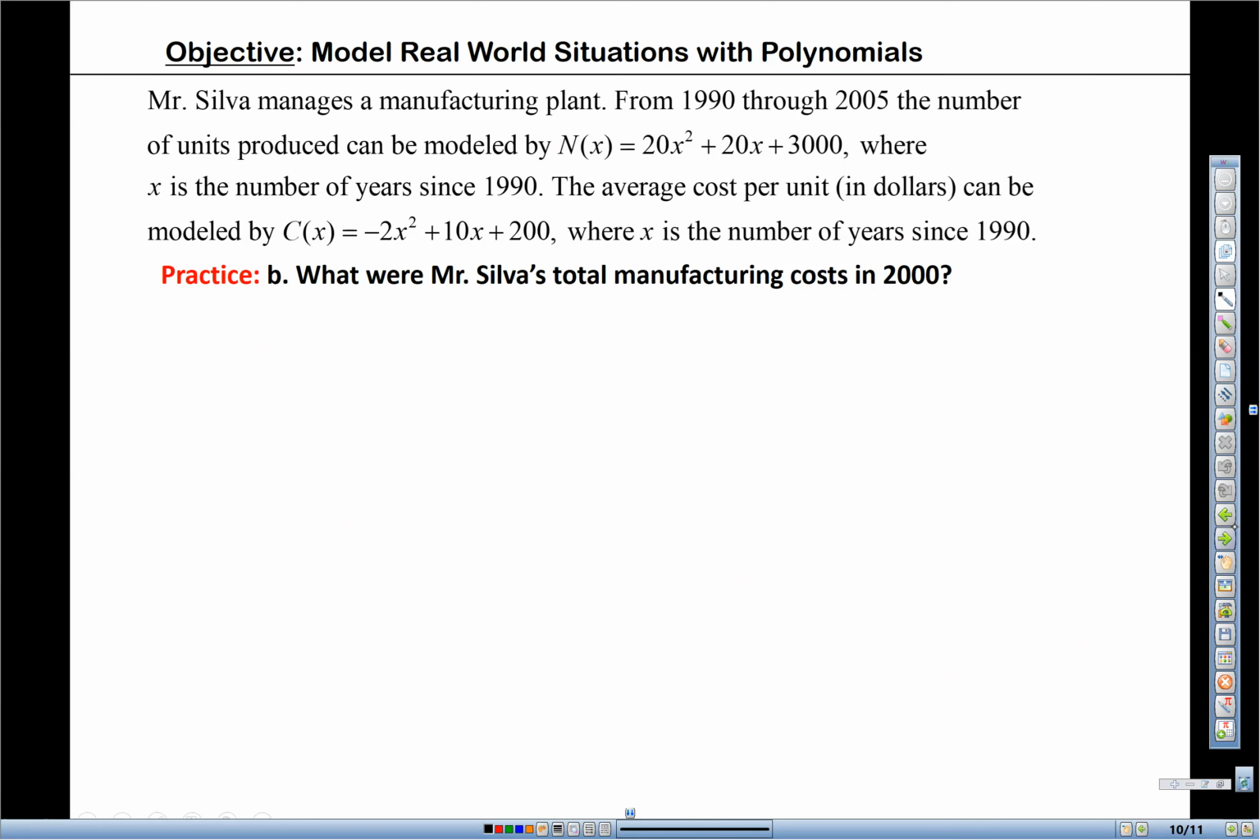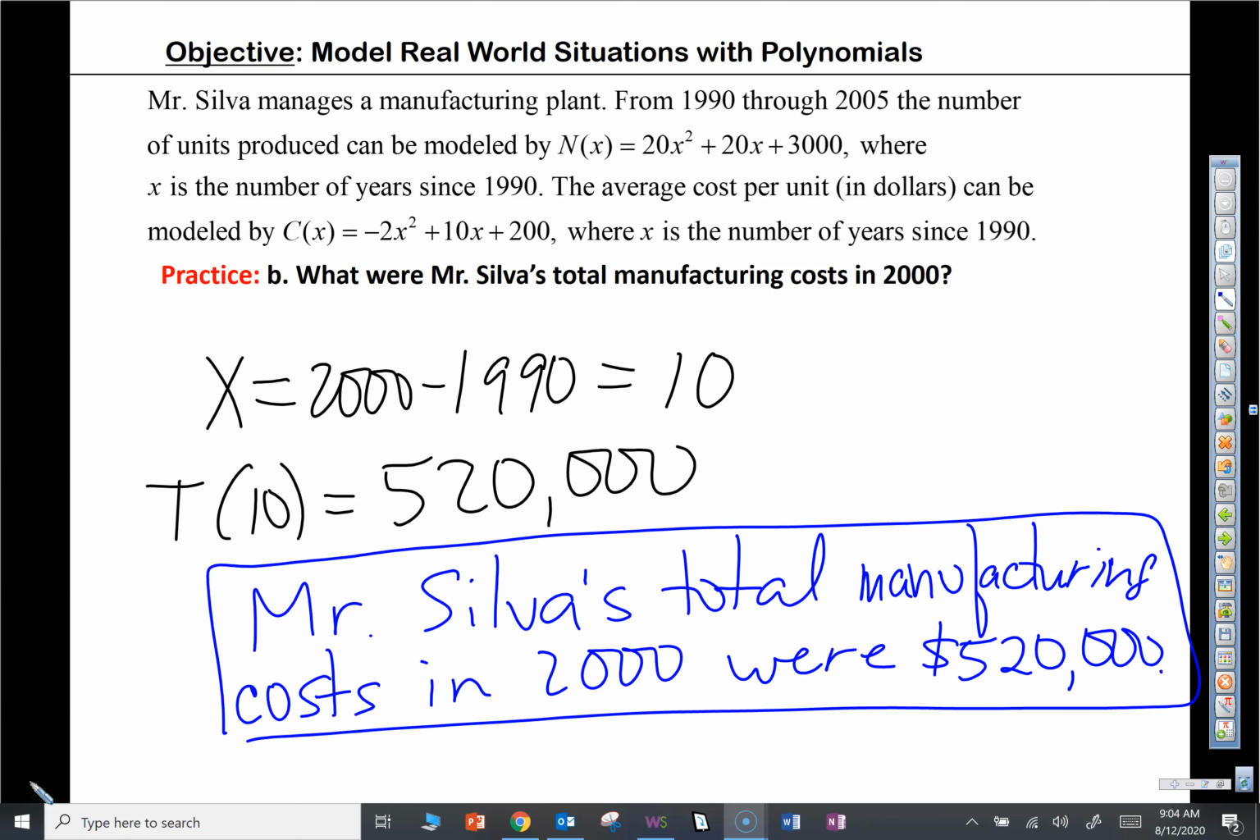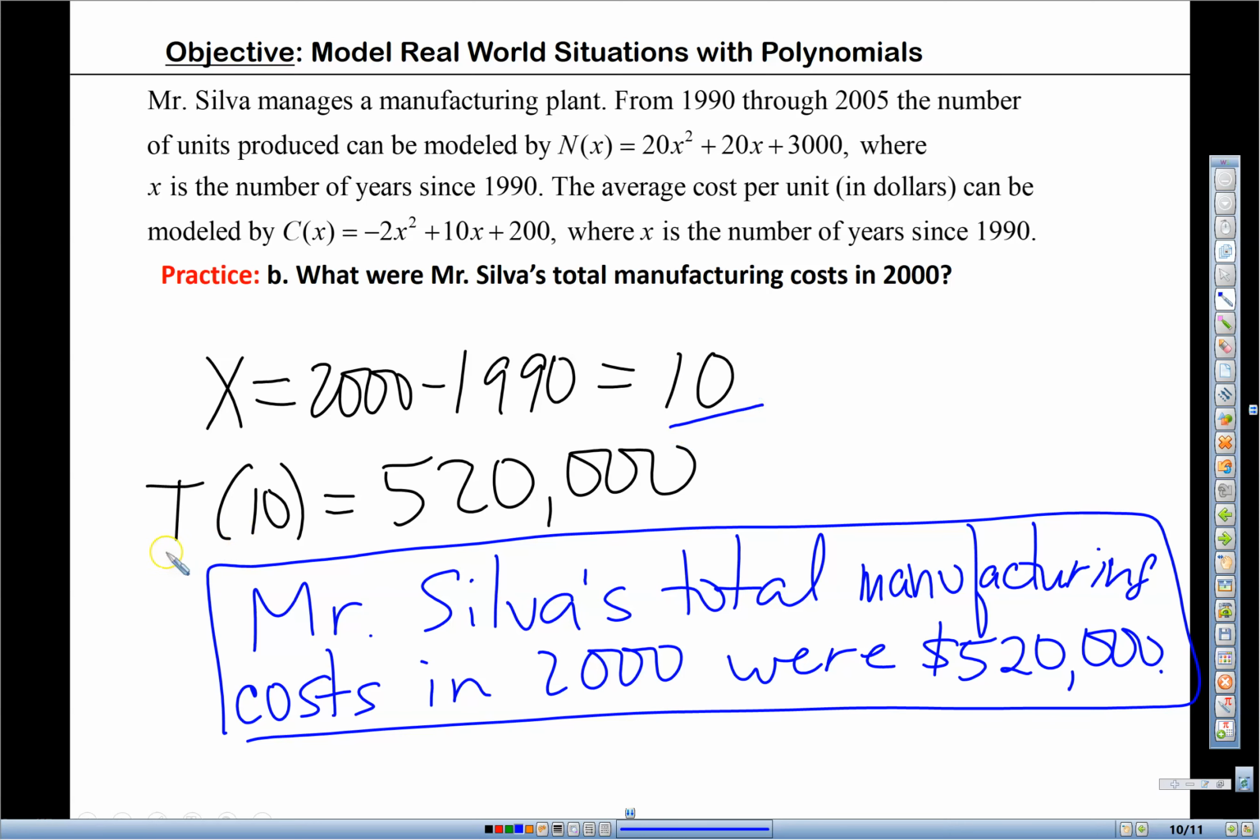So here is a part B that we've set up as a practice for you. I encourage you to pause the video here and then come back when you're ready to check your answer. All right, so hopefully you came up with the same answer that I have here. Your x should have been 10, and then you're evaluating t of 10 for total manufacturing costs, and that came up to 520,000. So a conclusion similar to mine that includes all the necessary information: Mr. Silva's total manufacturing costs in 2000 were $520,000. All right, that concludes this lesson, and I hope you have a wonderful day.